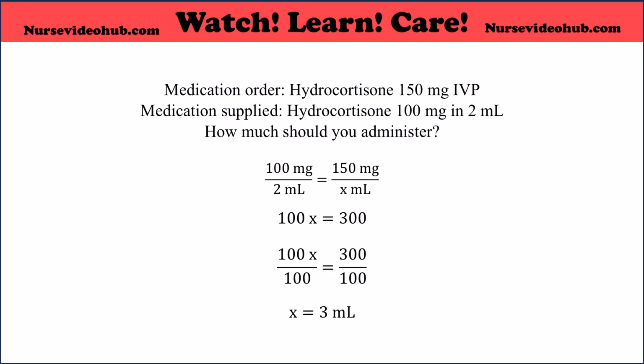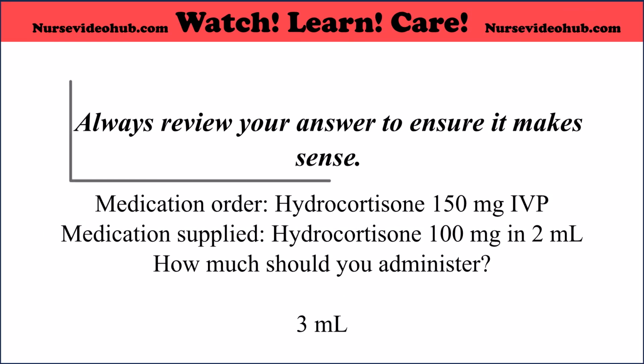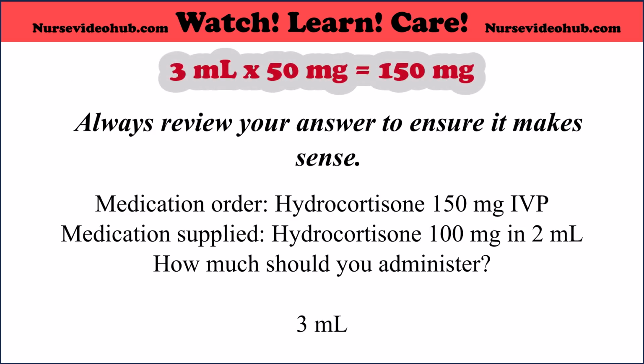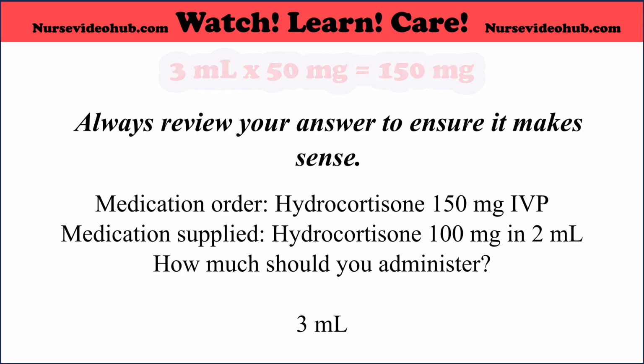Solve for the number of milliliters by cross-multiplying. 100 times X, 150 times 2, and that results in 100X equals 300. Divide both sides by 100 to solve for X. X equals 3. Administer 3 milliliters of hydrocortisone. Always review your answer to make sure it makes sense. The reverse method is to multiply 3 milliliters, the amount to be administered, by 50 milligrams. Hydrocortisone 100 milligrams in 2 milliliters is the same as 50 milligrams in 1 milliliter, the concentration available. And that equals 150 milligrams, the prescribed dose.